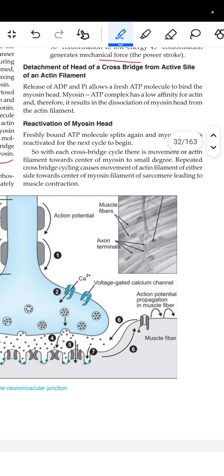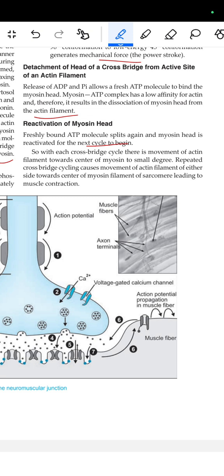फिर आता है detachment of the head of the cross bridge from the active site on the actin filament. Release of the ADP and the phosphate allows a fresh ATP molecule to bind the myosin head. The myosin-ATP complex has low affinity for the actin and therefore it results in a dissociation of the myosin head from the actin filament. Reactivation of the myosin head: the freshly bound ATP molecule splits again and the myosin head is reactivated for the next cycle to begin. So with each cross bridge cycle, there is movement of the actin filament towards the center of the myosin to a small degree.